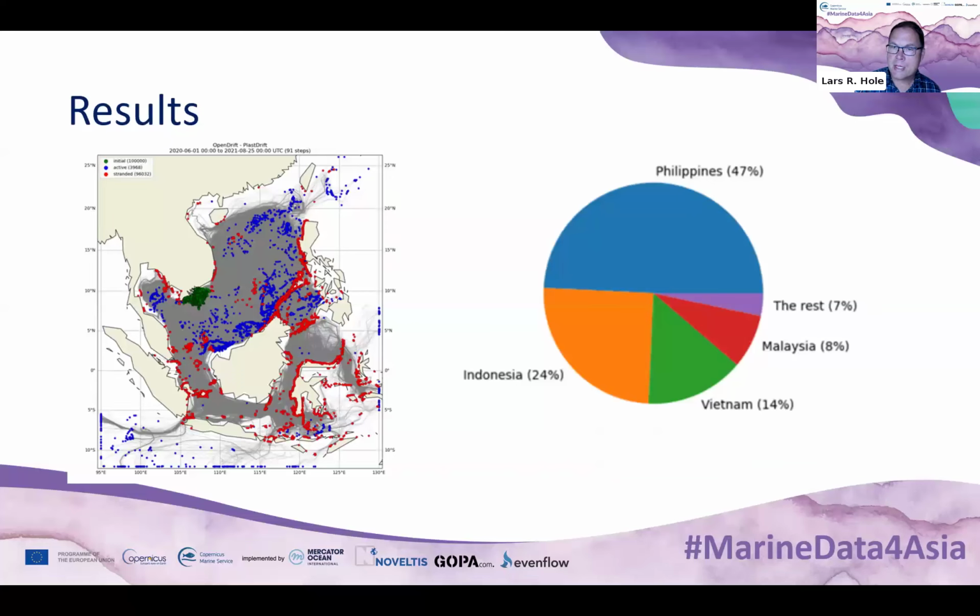So to summarize the results, including realistic data for vertical mixing and sinking rates, our study shows that when you simulate over several years, almost half of the plastic from the Mekong River actually ends up in the Philippines, 47%, 14% in Vietnam, 24% in Indonesia, 8% in Malaysia, and then there is a rest of 7%. So the plastic goes quite far, as we know.